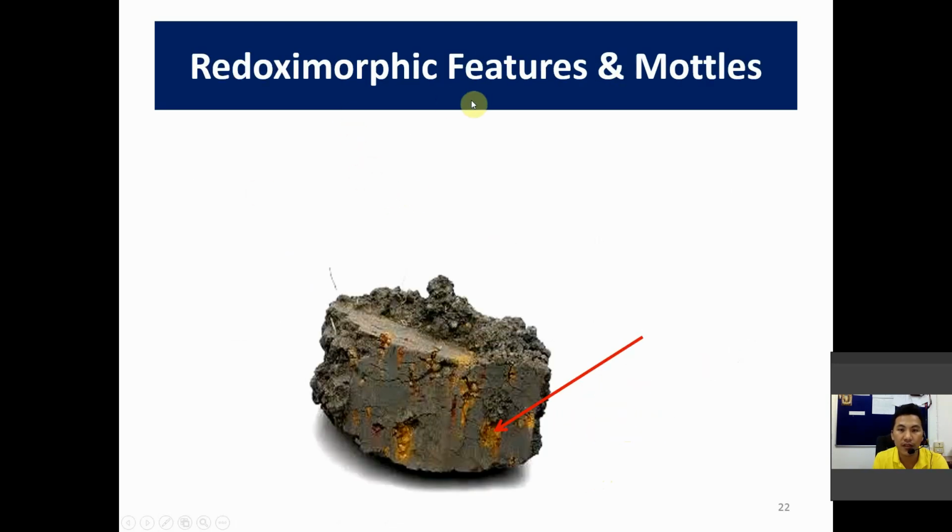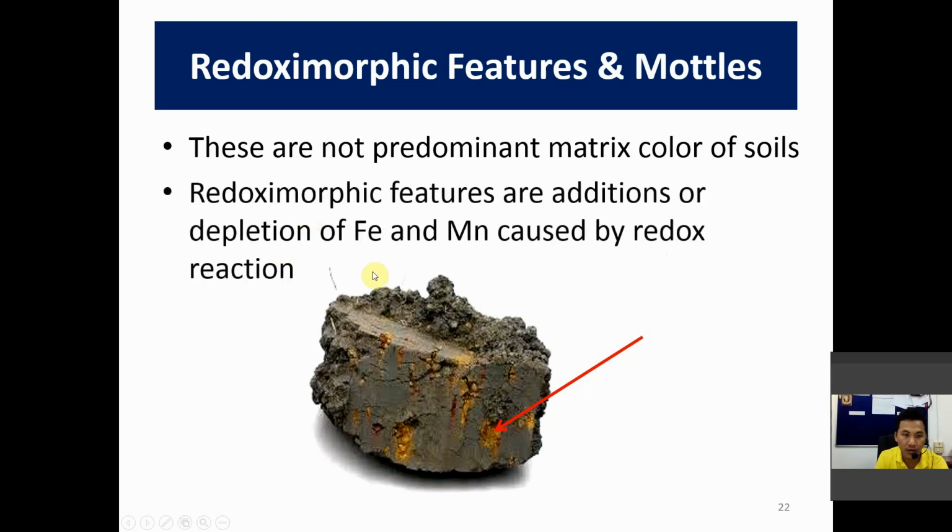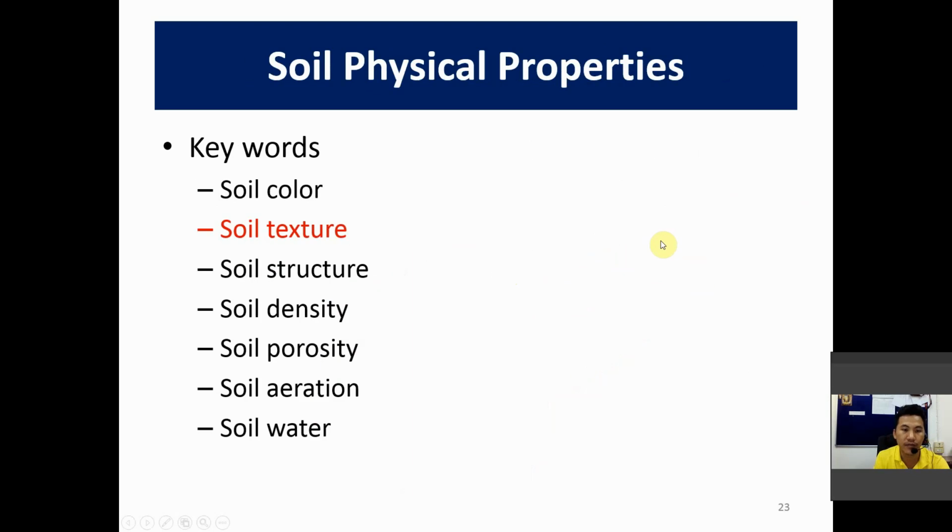This is some sort of feature in terms of color. Like here, these are not the predominant matrix color of the soil, because the major matrix color is gray, right? But then you have the yellowish here, and those are the mottles. The redoximorphic features are additions or depletions of iron and manganese caused by the redox reaction. So the system receives or loses electrons, and that involves iron compounds anyway.